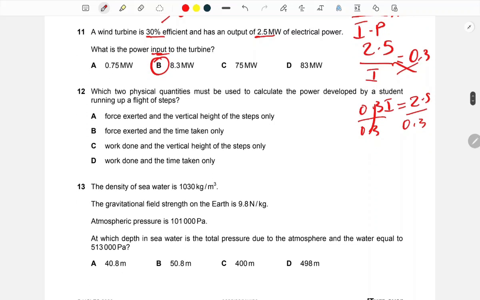Number 12. Which physical quantity must be used to calculate the power developed by a student running up a flight of steps? Let's look at the choices. Force exerted and the vertical height of the steps only. Now, this is not correct because the formula for power is energy transferred over time, or power is the same as work done over time. So in this case, the answer would be D. We need work done and the time taken.